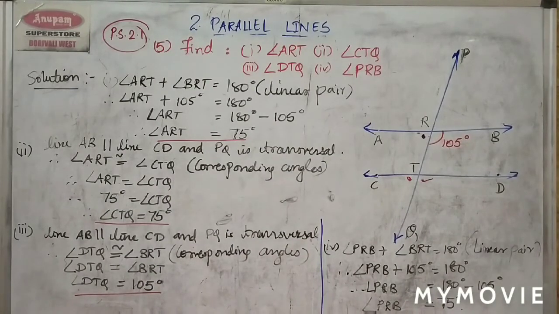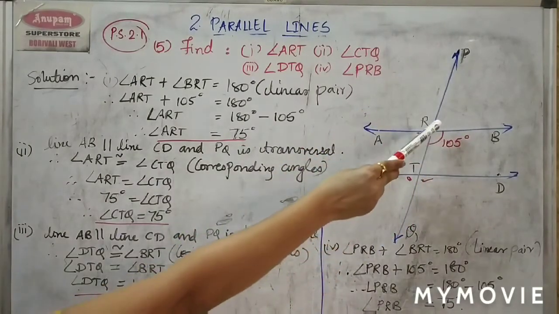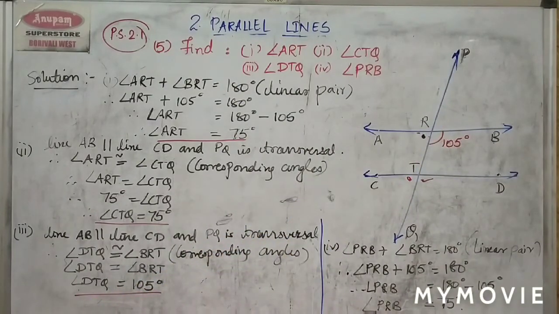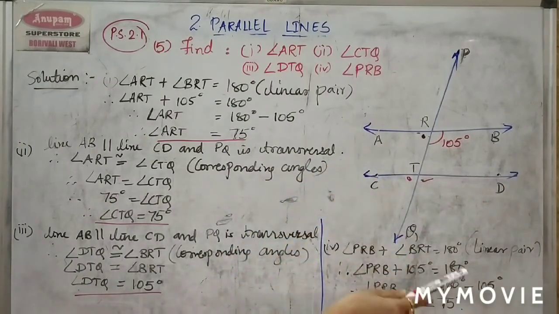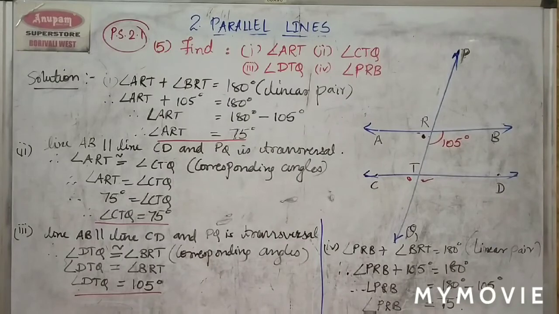Now the next one, you have to find out the angle PRB. PRB is a linear pair, yes, for this one. So write down PRB plus BRT is equal to 180 degrees. We substitute the value of BRT as 105. When this 105 goes there, we get the answer as 75 degrees. So this is what we get. These are the 4 answers that we get. Thank you.